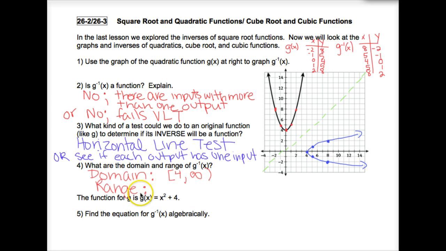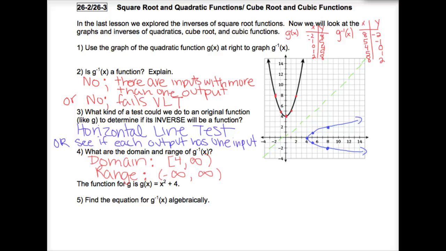The range, the y values, remember on range you look down first. When I look down, there's an arrow that would continue going down very gradually, so from negative infinity and then up to the highest y value would be at positive infinity. So there are our domain and range. Hopefully those match what you had.